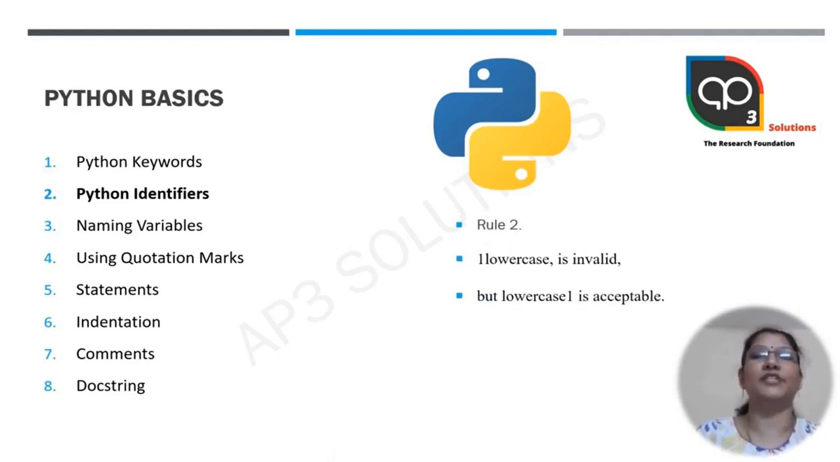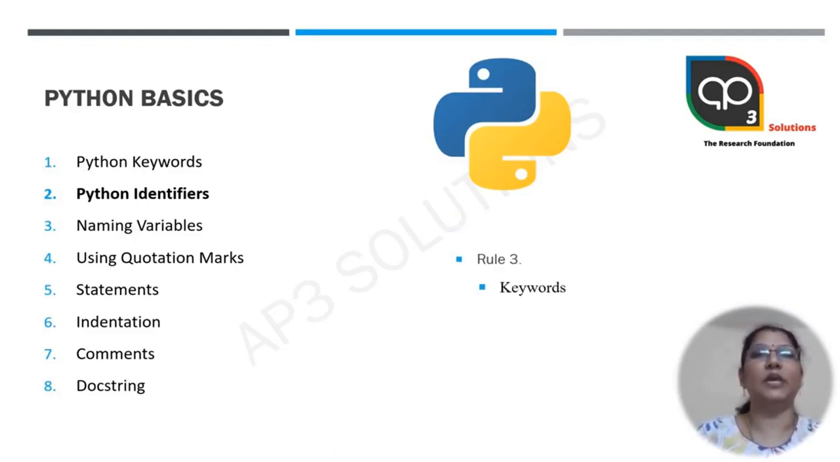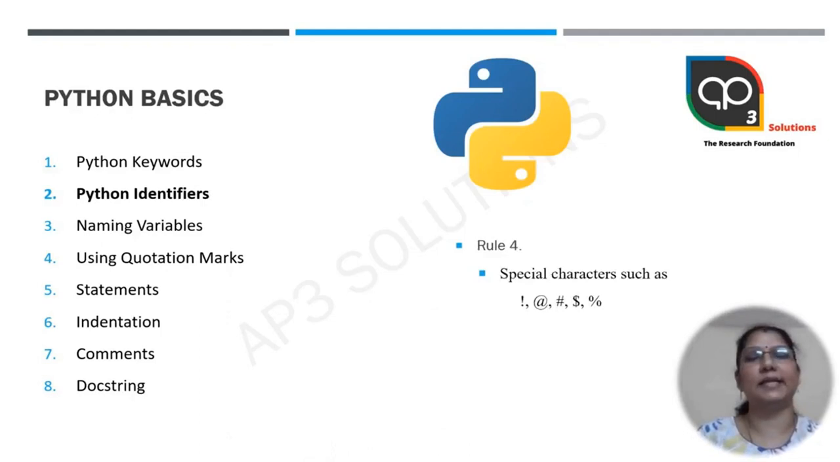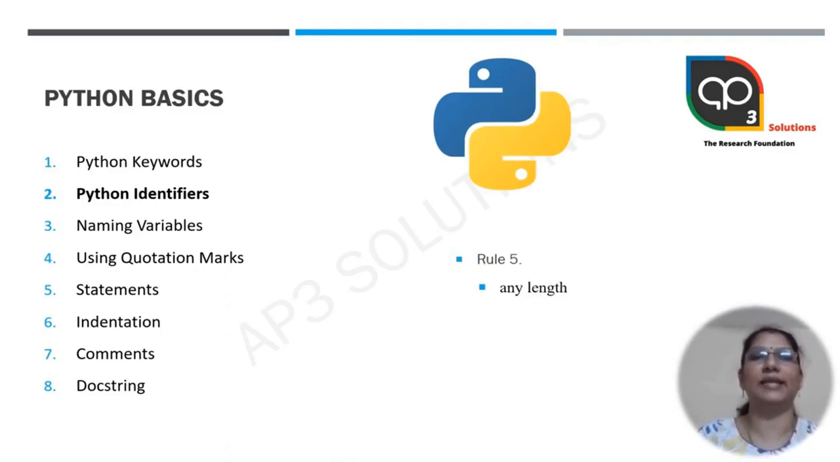The second rule: a digit cannot be the first character in an identifier. For your information, here is an example where the identifier starts with a digit, which is invalid. Rule 3: keywords cannot be used as an identifier. Rule 4: special characters such as asterisk, exclamation mark, at symbol, hash symbol, dollar symbol, percentage, and others may not be used in identifiers. And last but not least, the fifth rule: an identifier can be of any length.